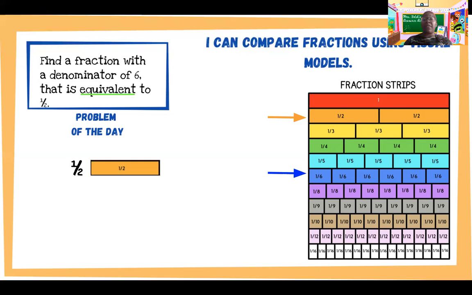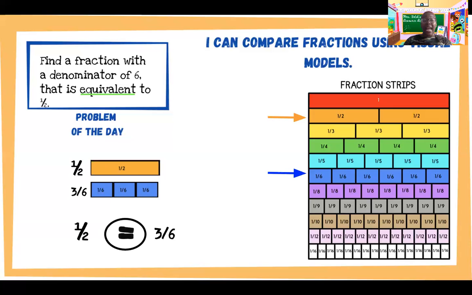And so we are trying to figure out how many 1/6 pieces are going to give us a fraction that is equivalent to a half. Let's start laying them out. 1, is that equal? No, it's not. 2, are we equal yet? Not quite. 3, are we equal now? Yes, we are. So this tells us that we need 3 1/6 pieces to make a fraction that's equal to a half. So 3/6 is equal to 1/2.